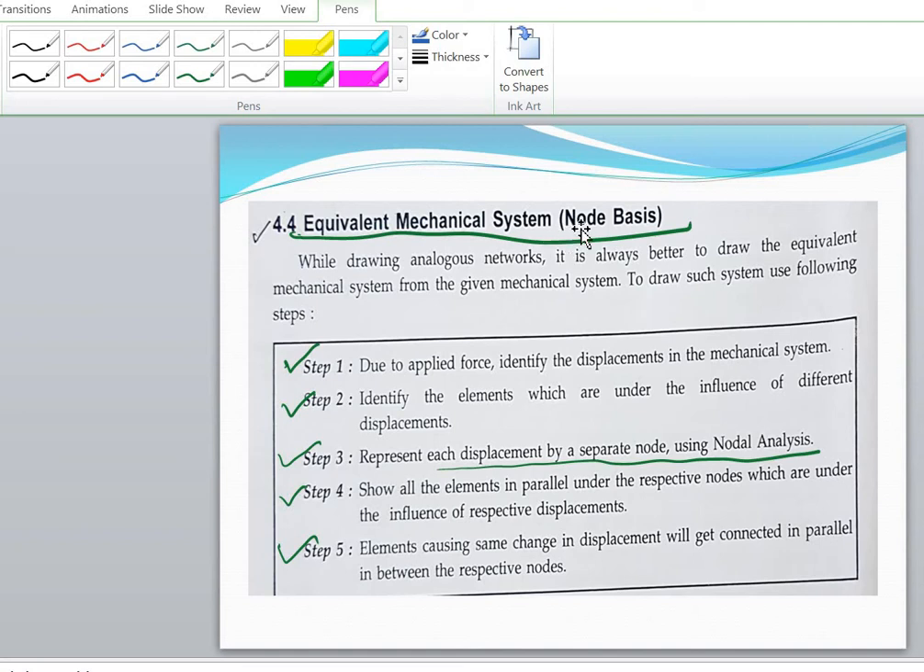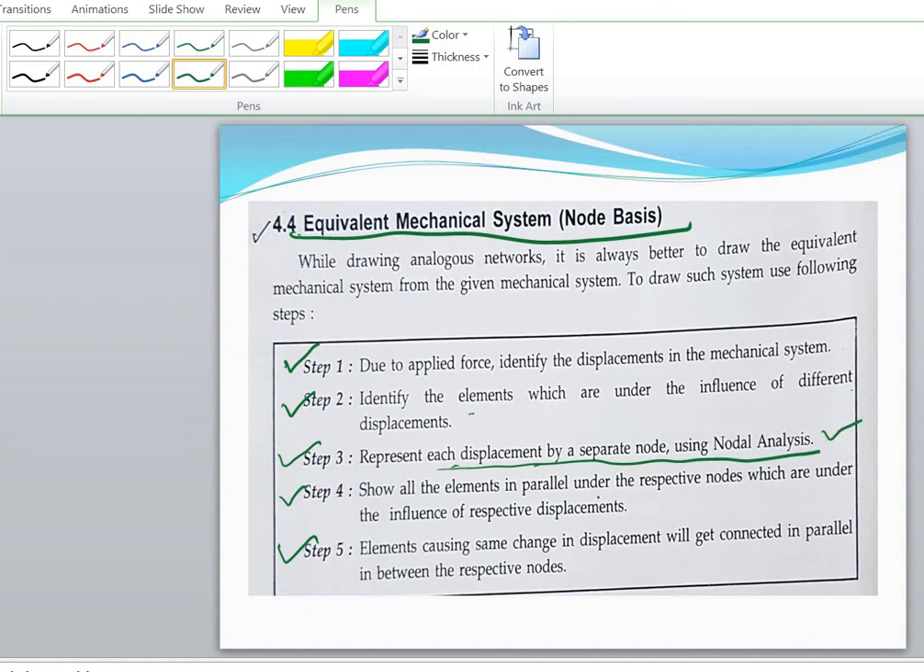How to draw an equivalent mechanical system using the node basis. The first step is to identify the displacements in the mechanical system due to the applied force. Identify the elements which are under the influence of different displacements. Represent each displacement by a separate node using nodal analysis.